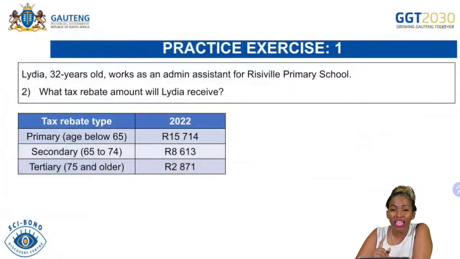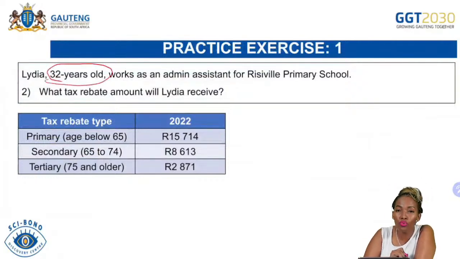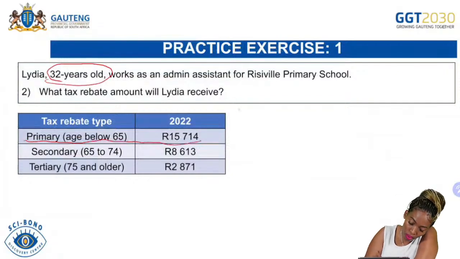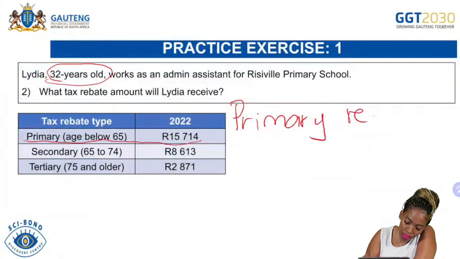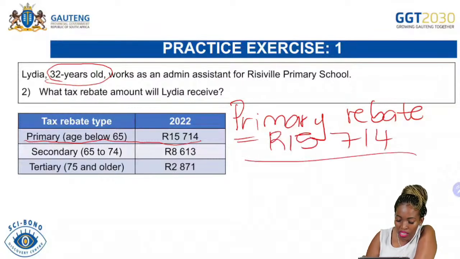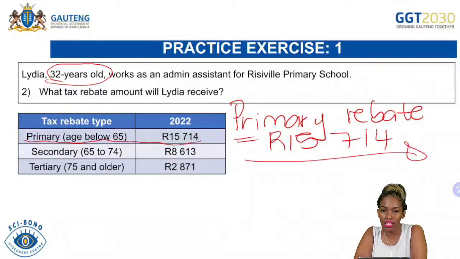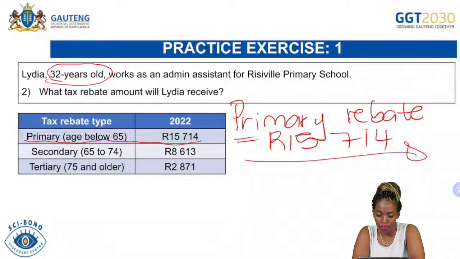Number 2, what tax rebate amount will Lydia receive? That is where the issue of age comes in. Remember, how old is Lydia? She is 32 years old. So the tax rebate that Lydia will get will definitely be the primary rebate. And how much is the primary rebate again? It is 15,714. This is the rebate that Lydia will get because she is 32 years old. She only qualifies for one rebate.